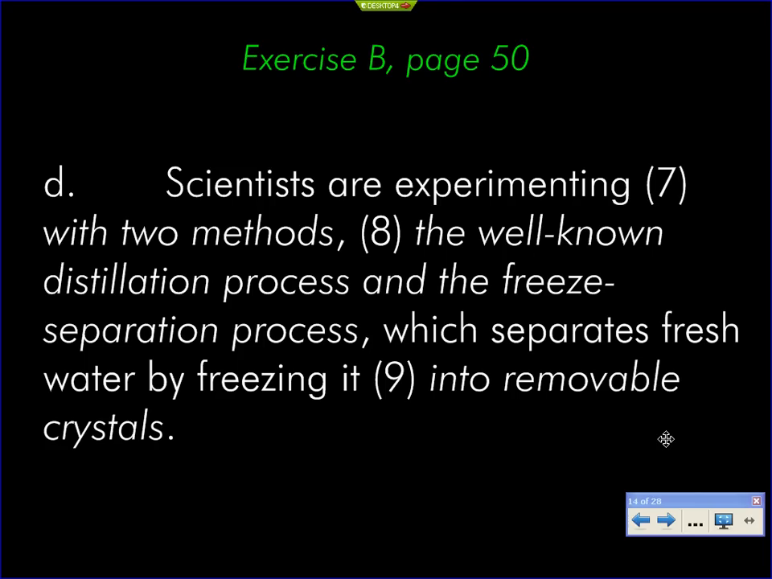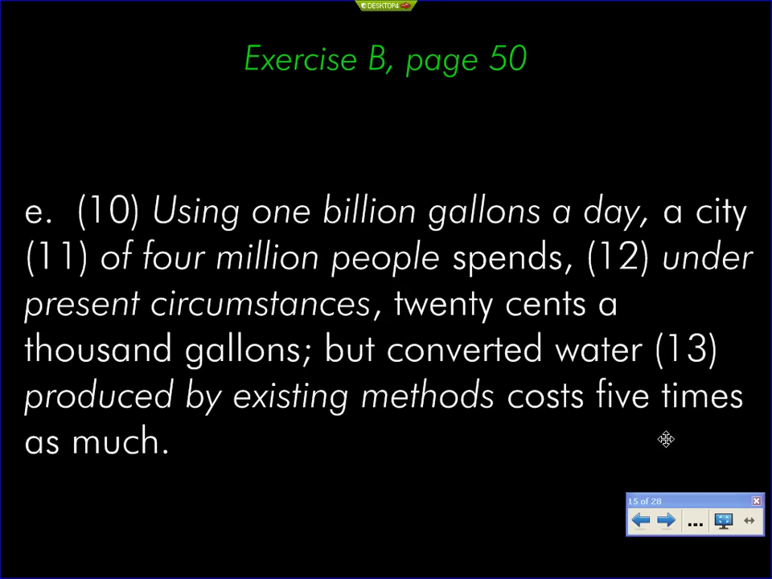Now on to your assignment, which separates fresh water by freezing it into removable crystals. Colin. Very good. Modifying which word? That's correct. Qualifying freezing. Excellent. Using 1 billion gallons a day, a city of 4 million people spends, under present circumstances, 20 cents a thousand gallons, but converted water produced by existing methods costs 5 times as much. It is a long sentence, a little bit wordy.